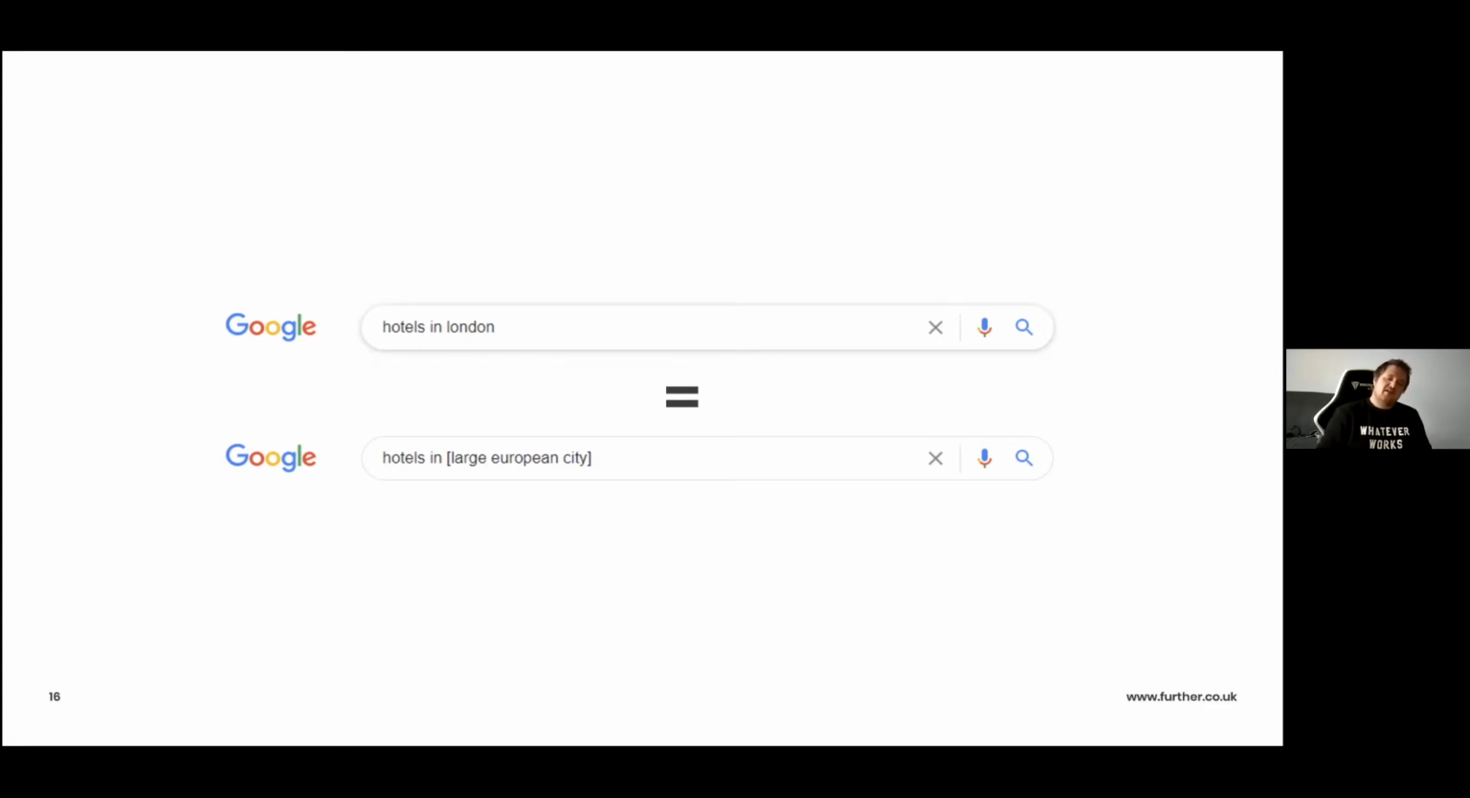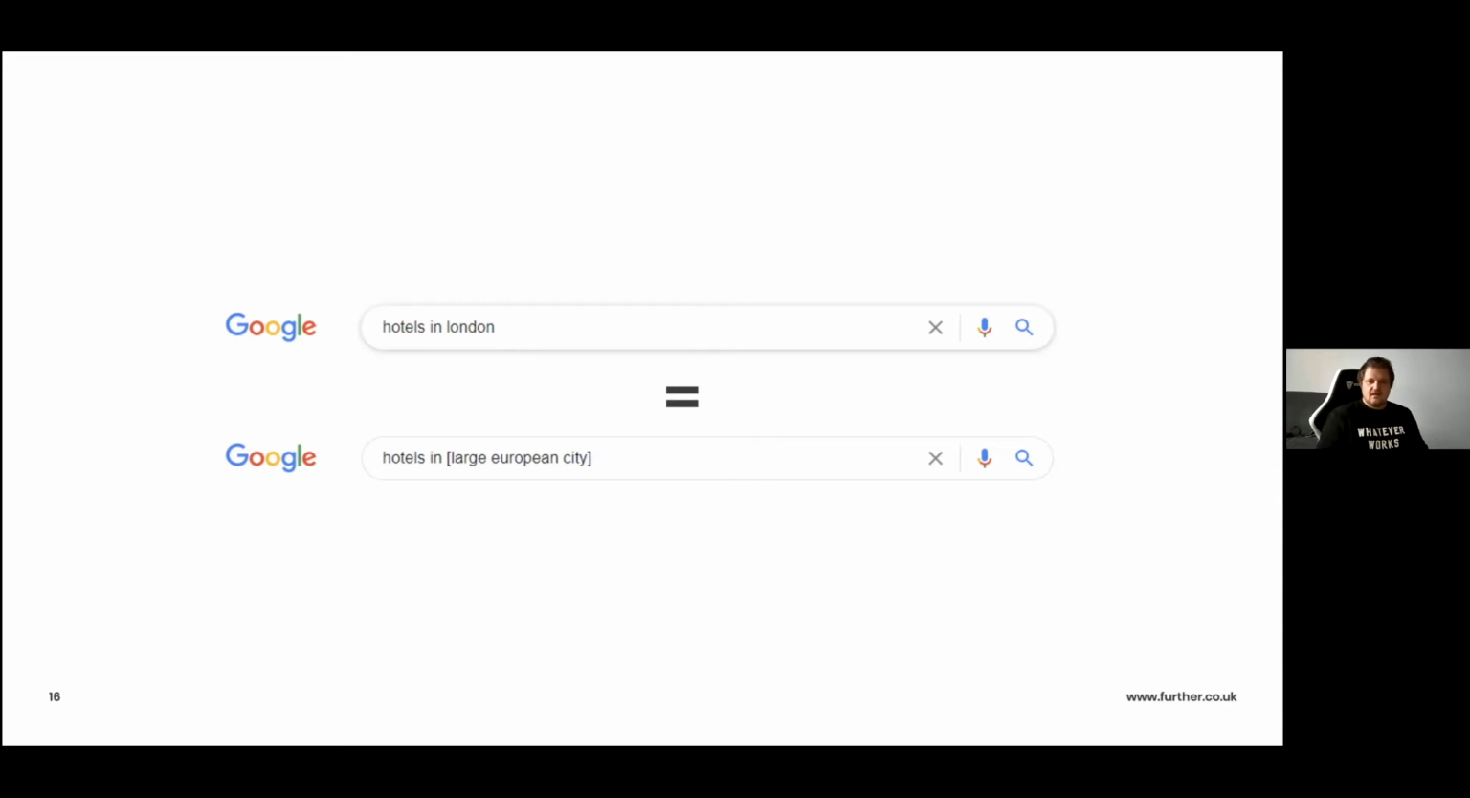So it's actually better for Google if they can look at a much larger data set and say, okay, we know London is a large European city. What lessons can we take from all large European cities? There's going to be similarities between the user behavior in, say, London and Paris. So Google may want to figure out what people engage with in Paris, and then extrapolate that out into London.